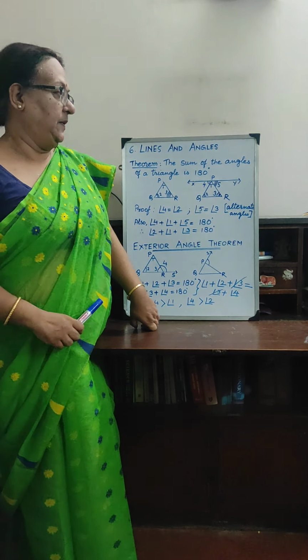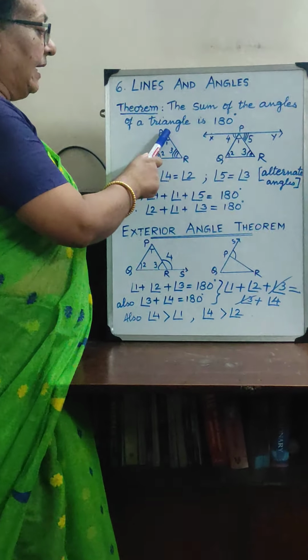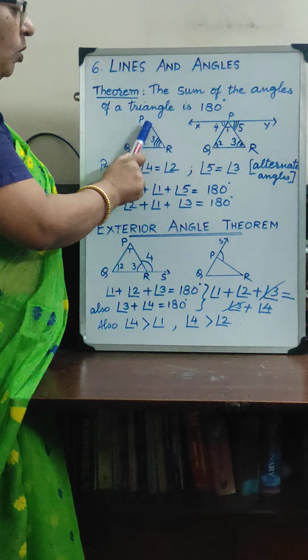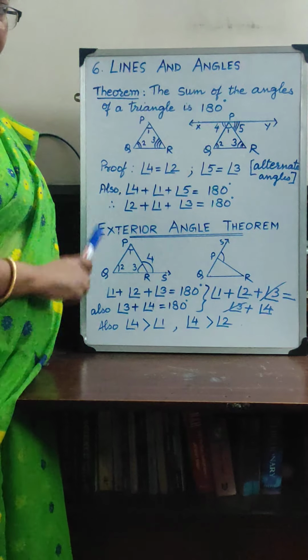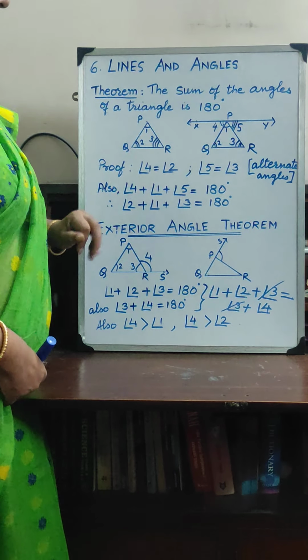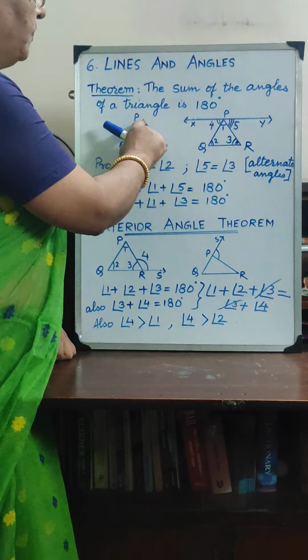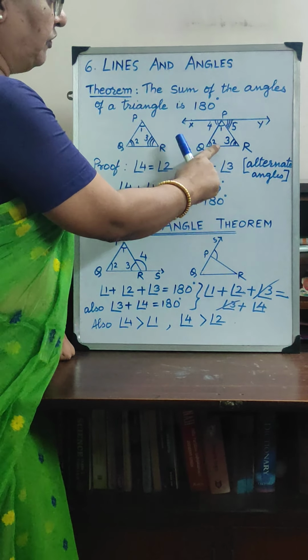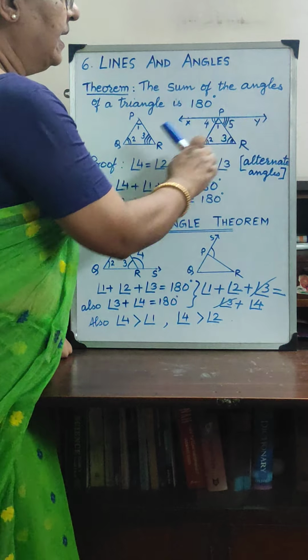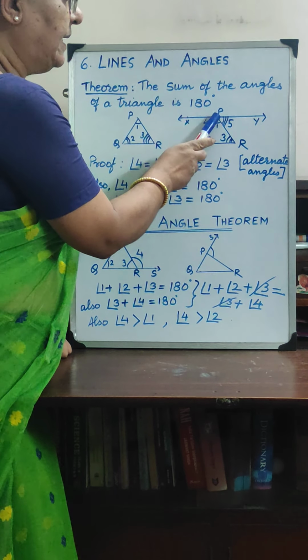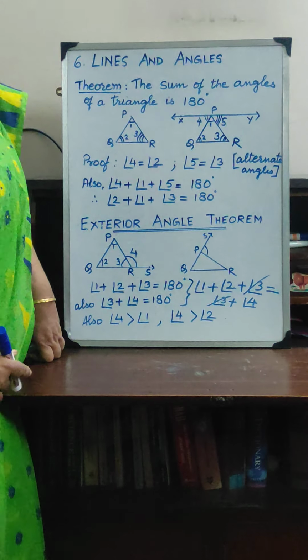How? Let's see. We take a triangle PQR. The angles have been named 1, 2 and 3. What we do is we draw a line parallel to QR from this vertex P. See this figure. XY is a line parallel to QR passing through this vertex P.